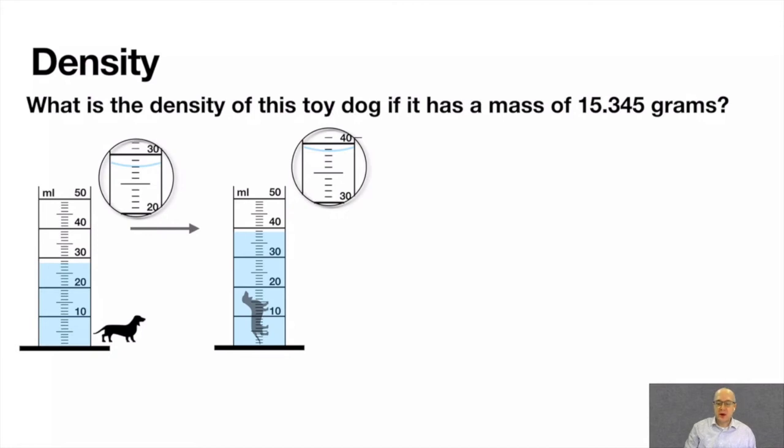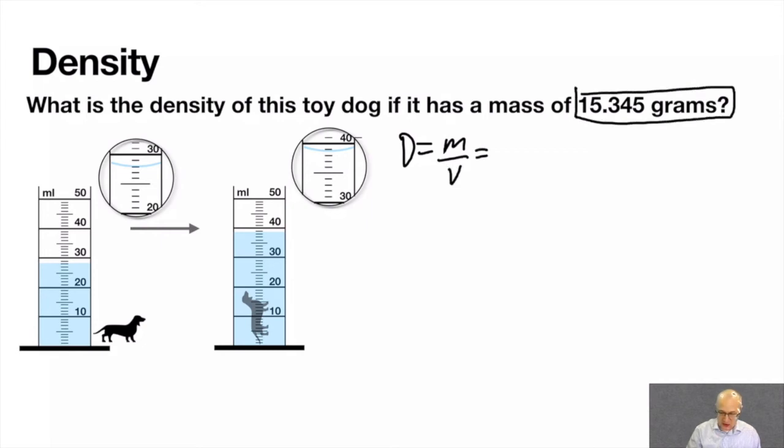Okay, guys, now that you've heard about volume by displacement, let's put it into practice by measuring the density of this little puppy dog toy right here. Now, density is mass over volume. So D equals M over V. As always, mass is very easy to determine. It's usually given in the question. Not always, though. Sometimes you have to figure out the mass. But mass, you put the object on the scale, and it gives you a mass.